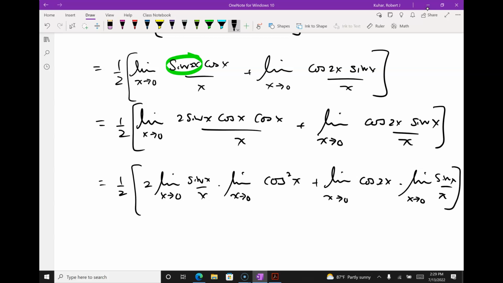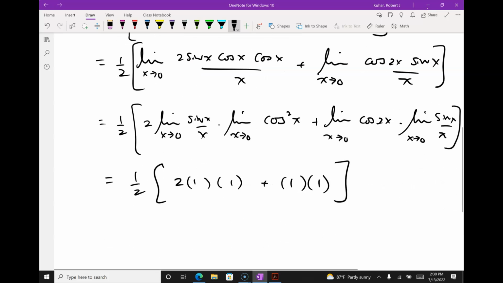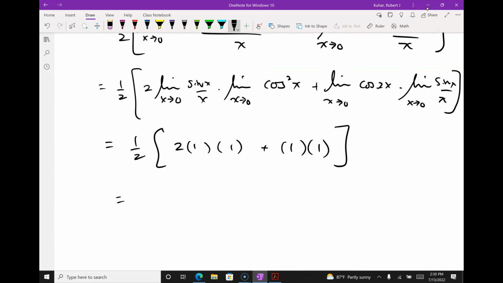I've changed my sine 2x in green to 2 sine x cos x again. And then the other cos x is still there. What do I get, 3?